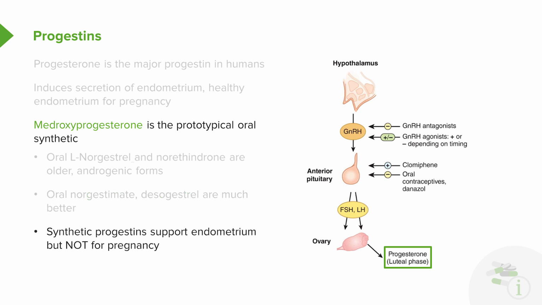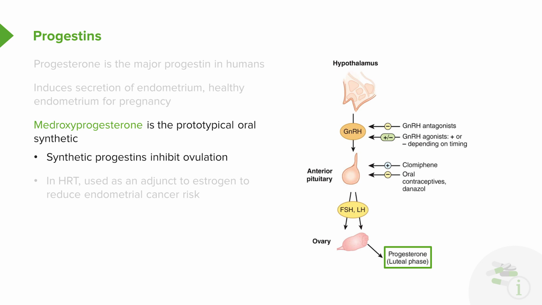Now, the synthetic progesterone support endometrium, but they don't support the endometrium for pregnancy, which is why in some cases they can be used in women who don't want to get pregnant. In terms of the synthetic progestins, they do inhibit ovulation, and in hormone replacement therapy, they are used as an adjunct to estrogen. And they do that because it helps reduce endometrial cancer risk.